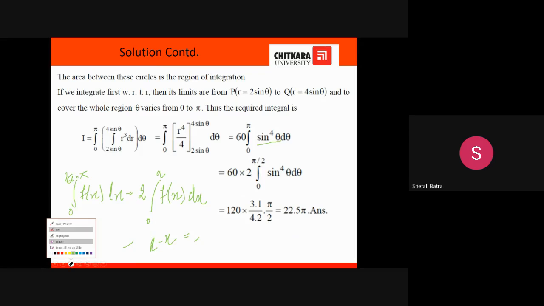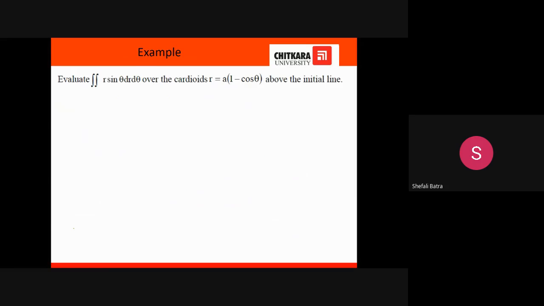Right? Any doubt? Till here, any doubt, then please ask. Okay. Now come to this. Evaluate the double integration of r sine theta dr d theta over the cardioid r equal to a into 1 minus cos theta above the initial line.